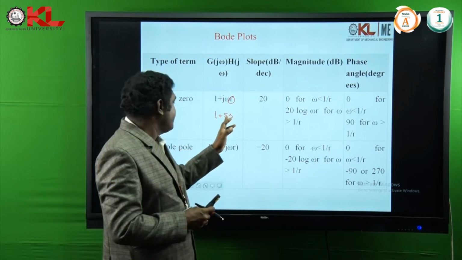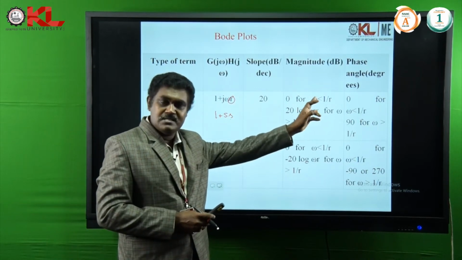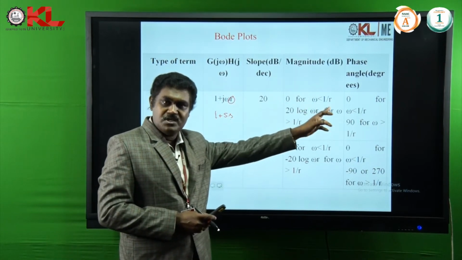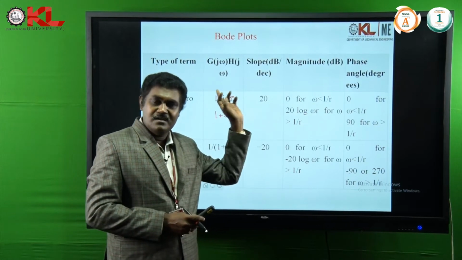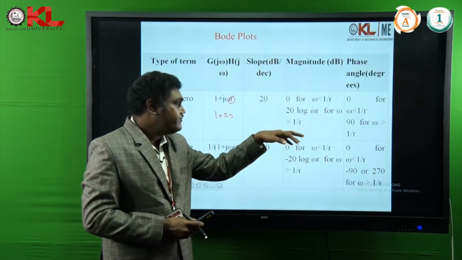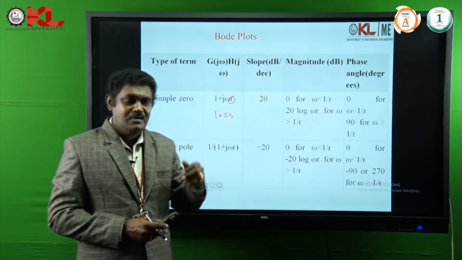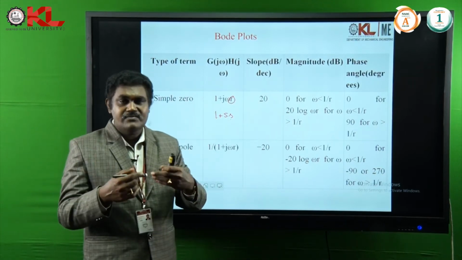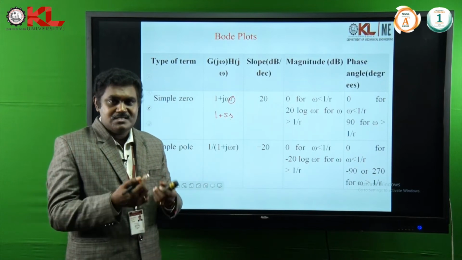So, up to this value 1 by r, if omega is less than 1 by r, the slope is 0. It is a straight line with a given magnitude. And from that point it changes the slope with 20 decibels per decade. Now, we will see this while constructing the Bode plot, so it is easy to understand.